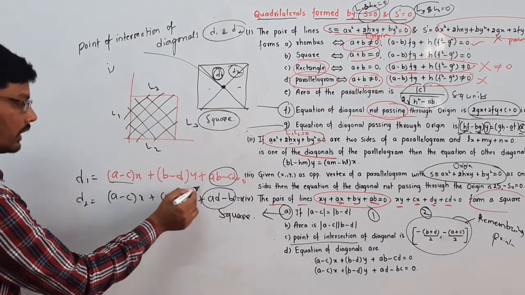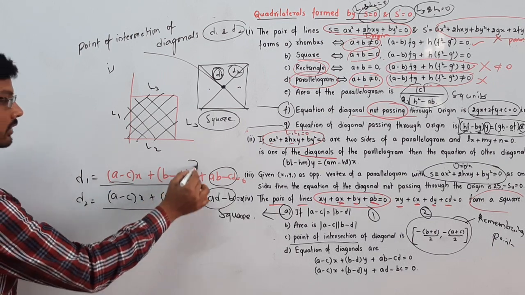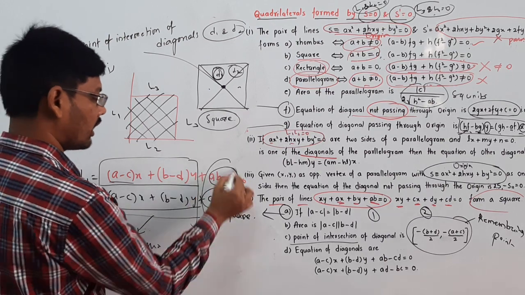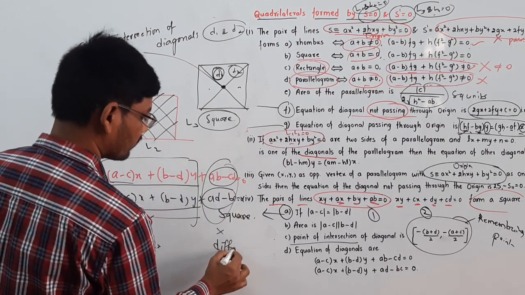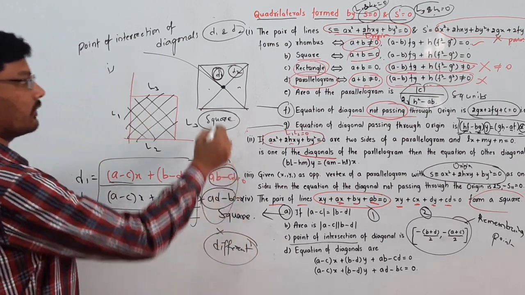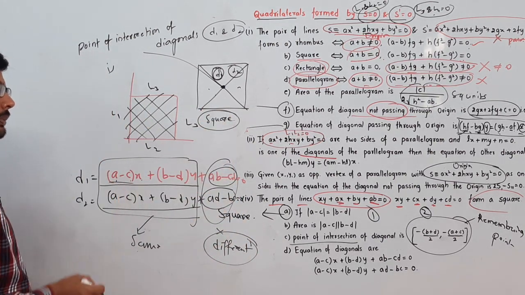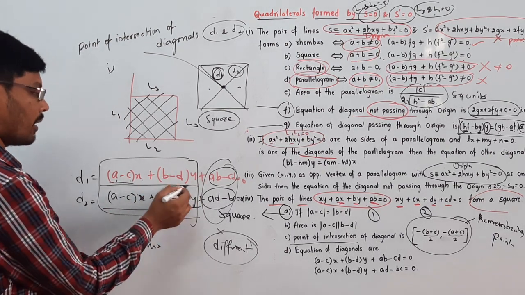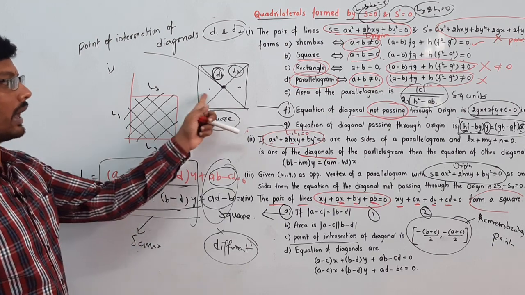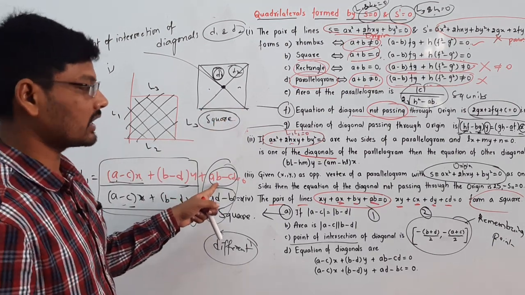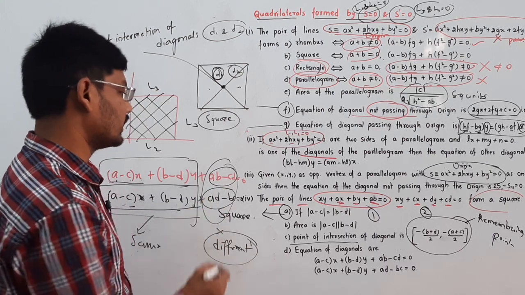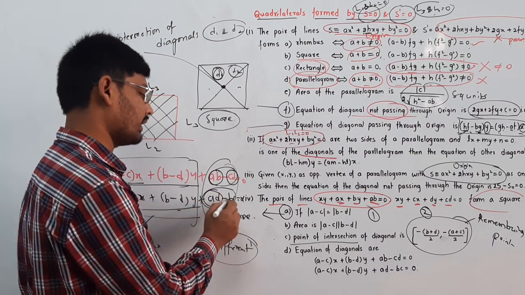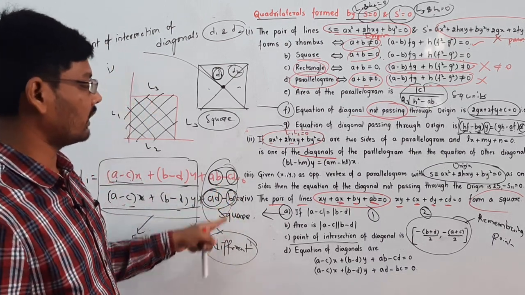Here the coefficients of x and y are the same for these two, and only the constant is different for the two diagonals. A minus c into x plus b minus d into y is common for the two diagonals D1 and D2, only the constant value is different. This is ab minus cd, and the other one is ad minus bc here. These are the only differences between the two diagonals.